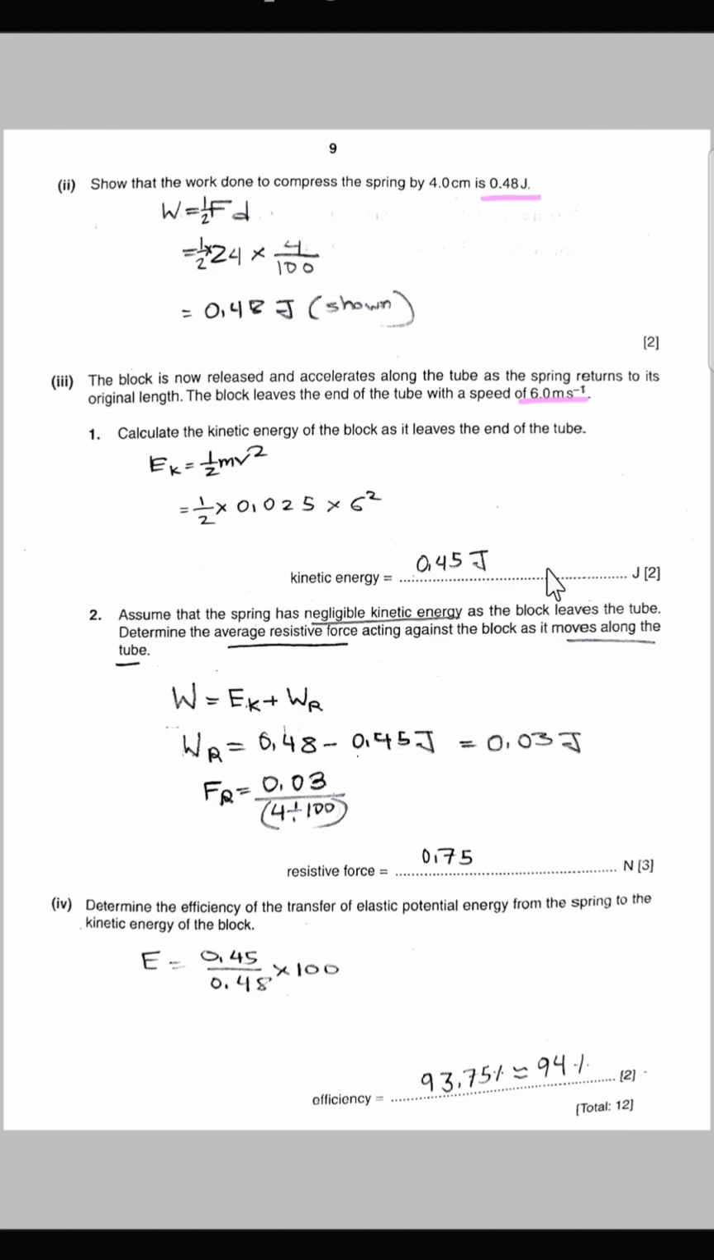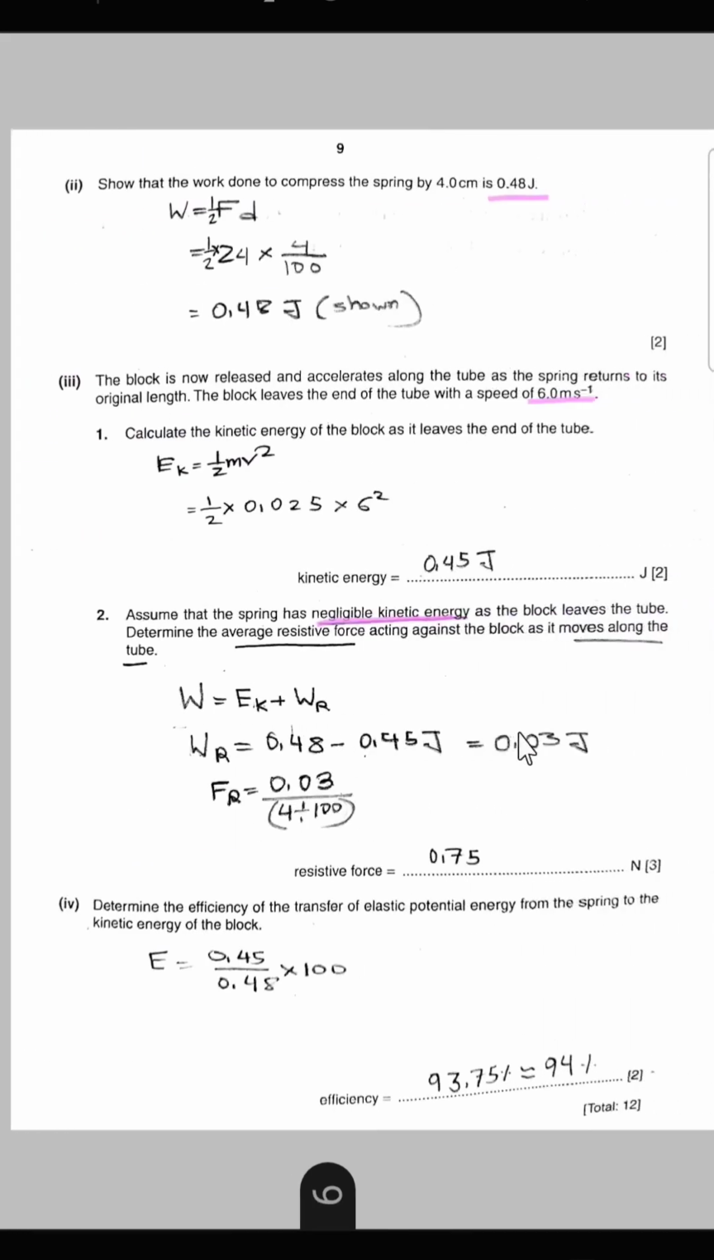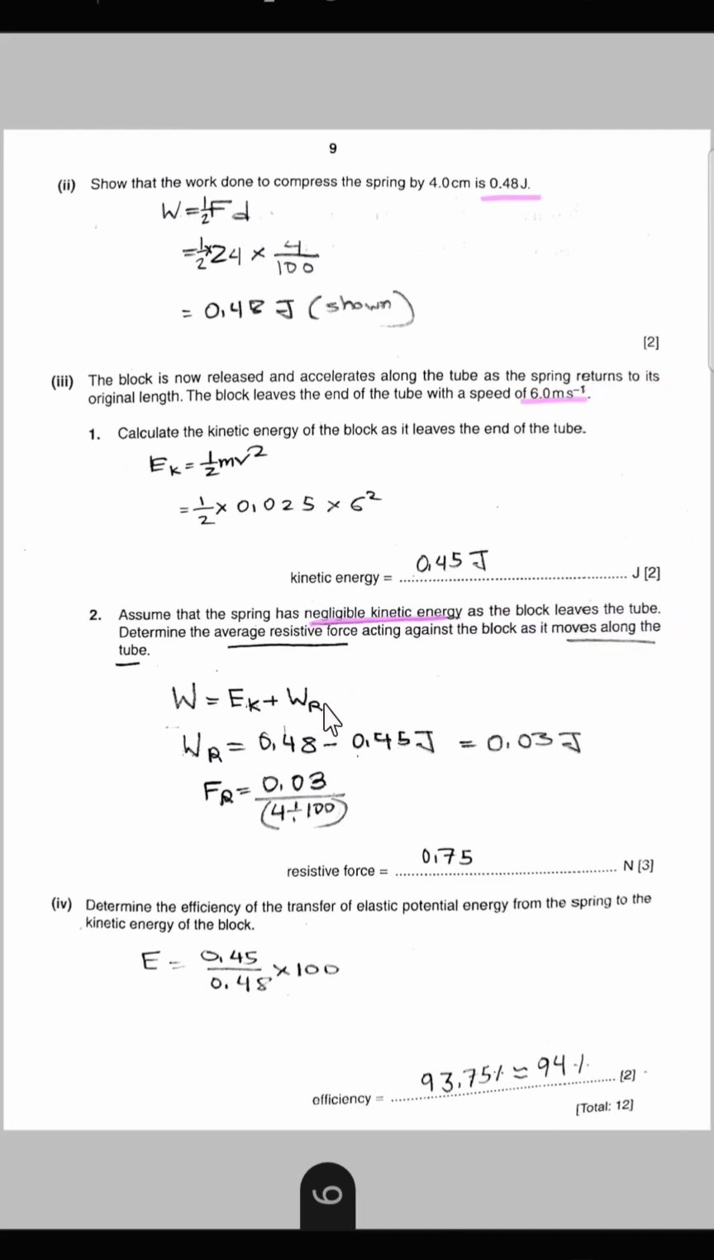0.45 joules, not 0.45. Assume that the spring has negligible kinetic energy as the block leaves the tube. Determine the average resistive force acting against the block as it moves along the tube. It mentions that as it leaves the end of the tube, it has kinetic energy plus some resistive force acting on the block. So we need to calculate this resistive force.